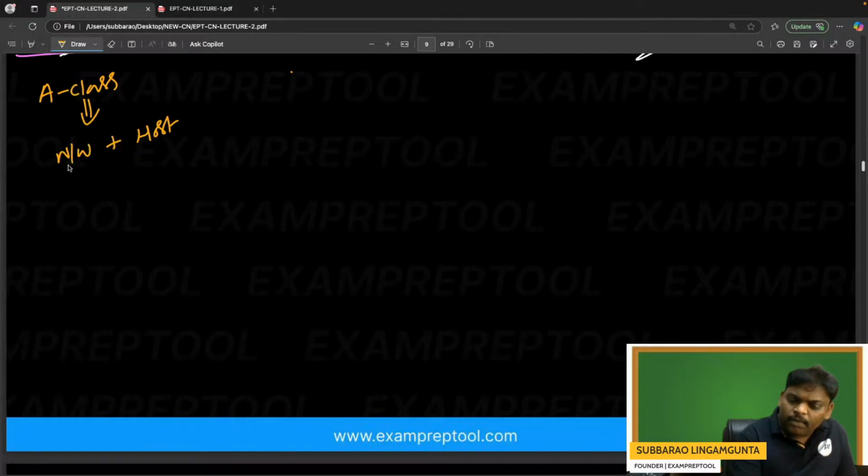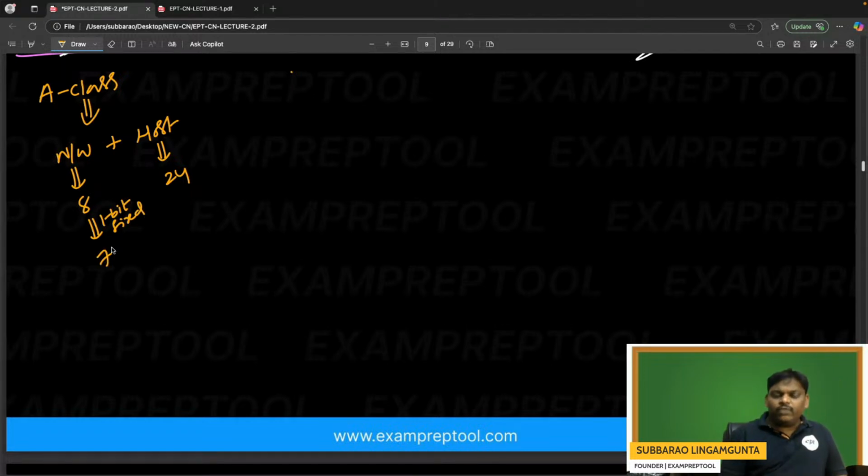Network part plus host part. The network part is 8 bits and the host part is 24 bits. Okay, but out of those 8 bits, 1 bit is already fixed. Because 1 bit is fixed, the remaining is 7 bits. So 2 power 7 networks are possible.